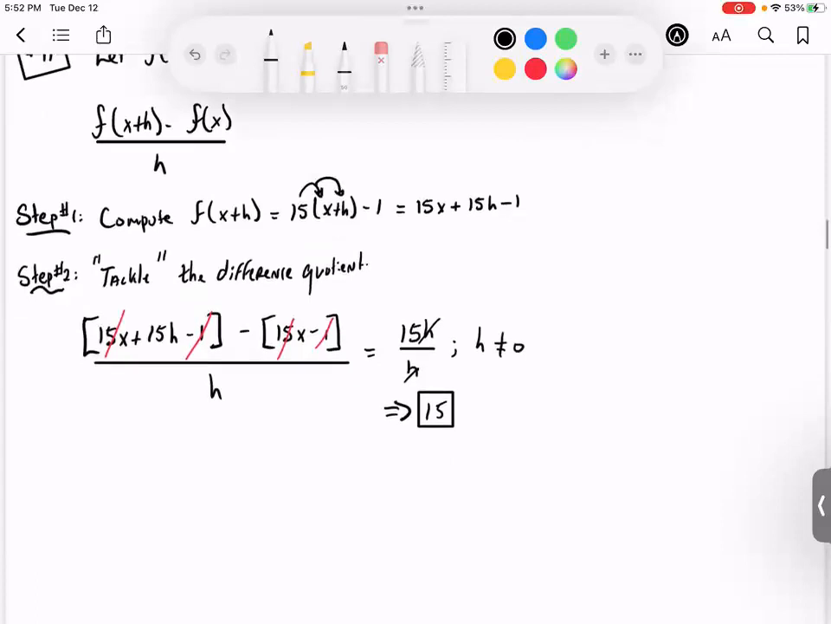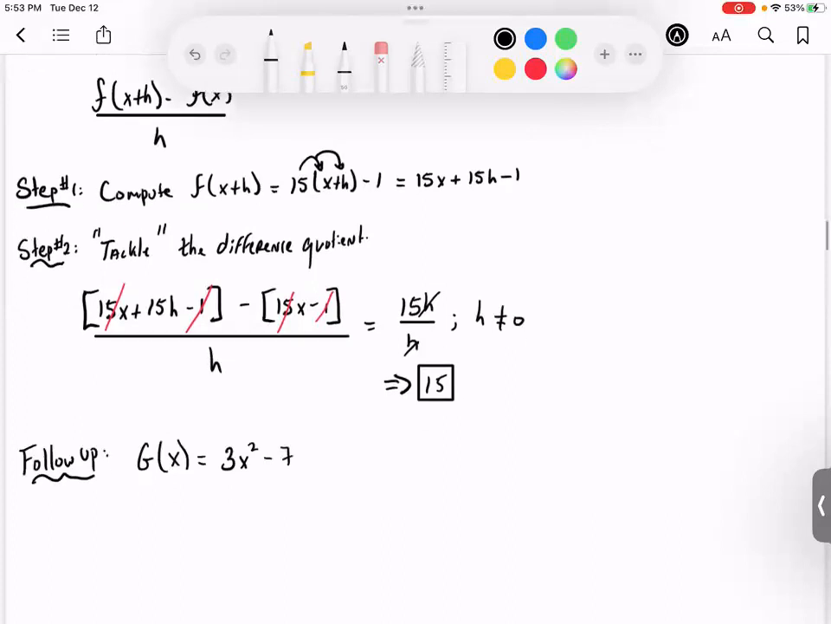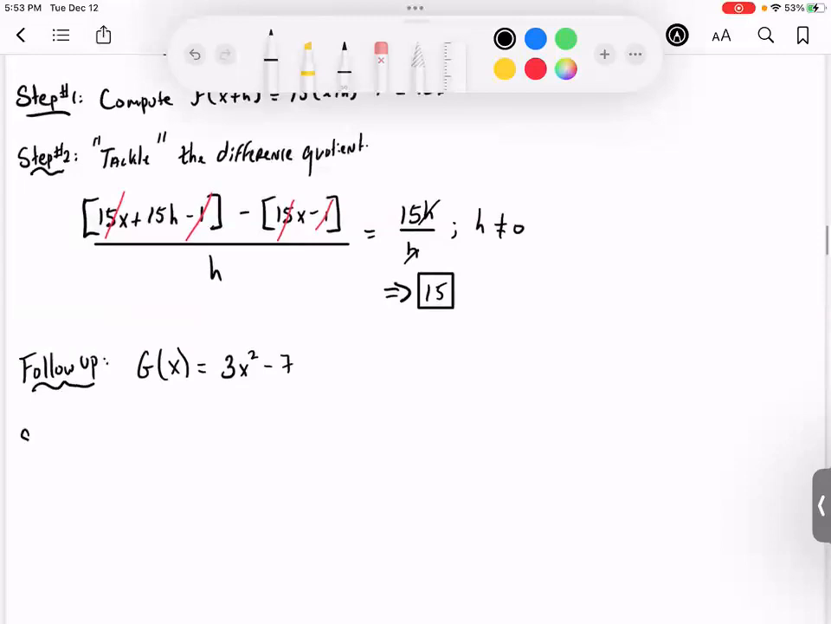Okay, so follow-up example. Let's say we have g of x equal to 3x squared minus 7. Again, I'm going to do it using this two-step approach. So step one, I want to find g of x plus h. So g of x plus h means that now we will have 3 times x plus h squared minus 7, right? x plus h is replacing the x in our function.